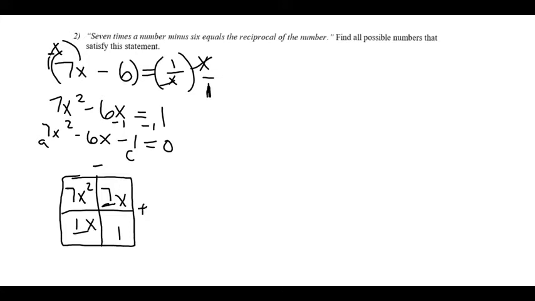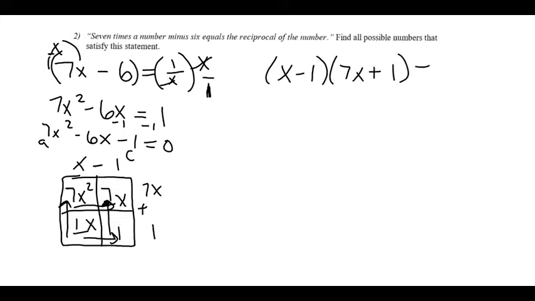I'll put a plus sign there. So when I factor across, that's going to give me 1 and 7x across this way. Now when I go up, I'll have x, and when I go up this way, it'll be just 1. So when I factor it, I get x minus 1 times 7x plus 1 equals 0.